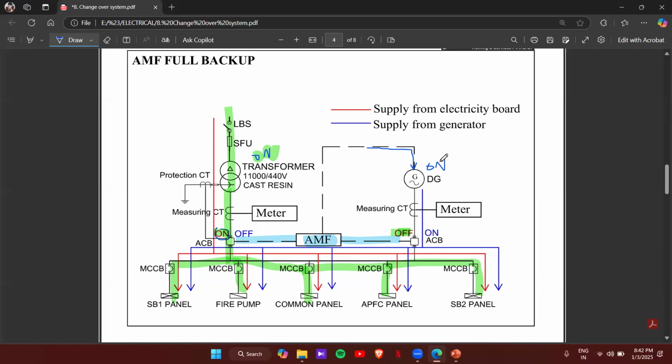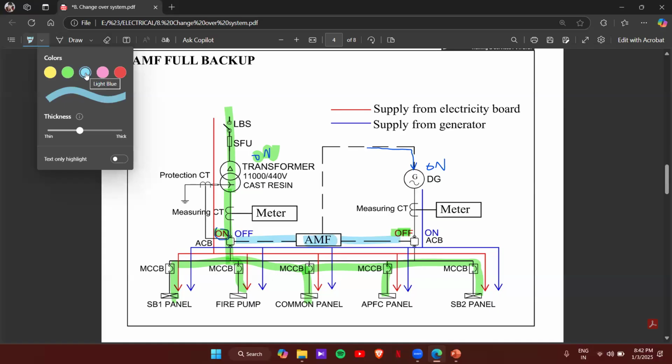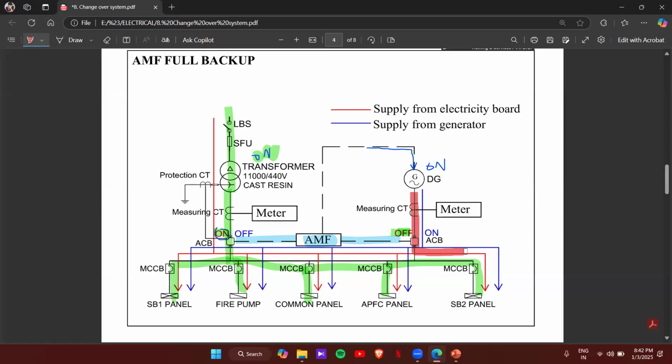Once the DG is turned on, our ACB will turn on. Then it will provide supply to all the panels like this: the SB2, APFC, common panel, fire pump panel, and the SB1 panel. And once the DG is turned on, this ACB will turn off. This is to prevent the backward flow of the power. If it is turned on, the power will go back, so we don't have to do that. So we'll turn off this one. So that's how the AMF full backup system will be working. Okay, clear.